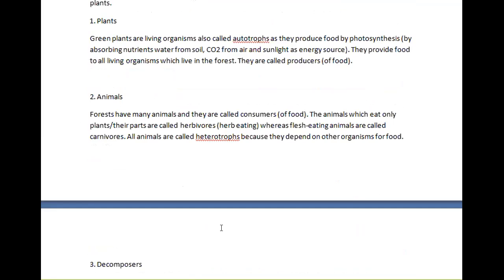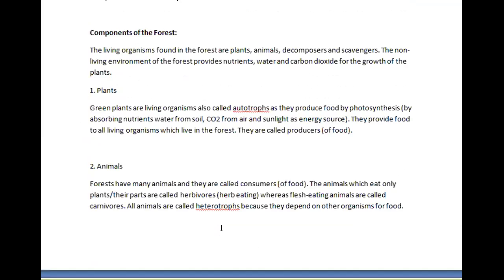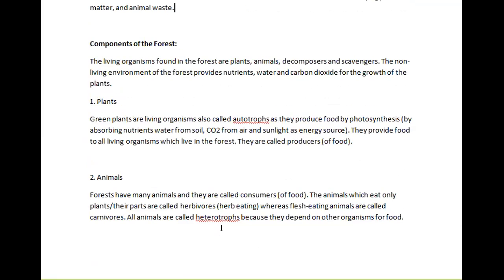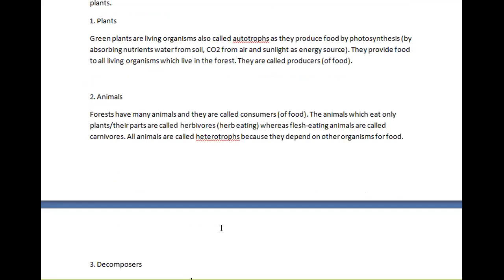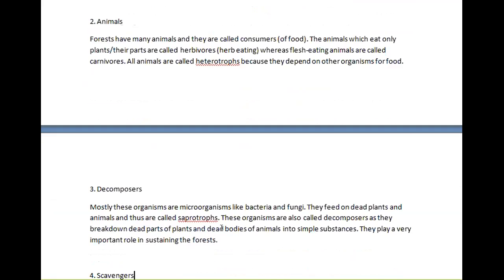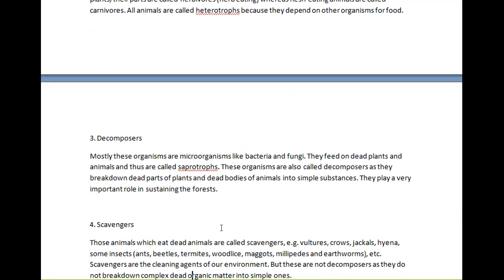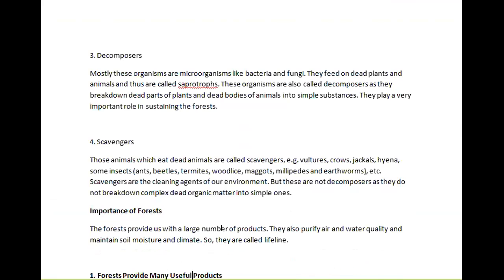Now, let's see the components of a forest. What makes a forest? It is not the trees, herbs, or shrubs alone, but also the animals found there. That is, plants and animals together make a forest. Animals can include carnivores, omnivores, etc. Generally, lions, tigers, giraffes, zebras, etc. are found in forests.